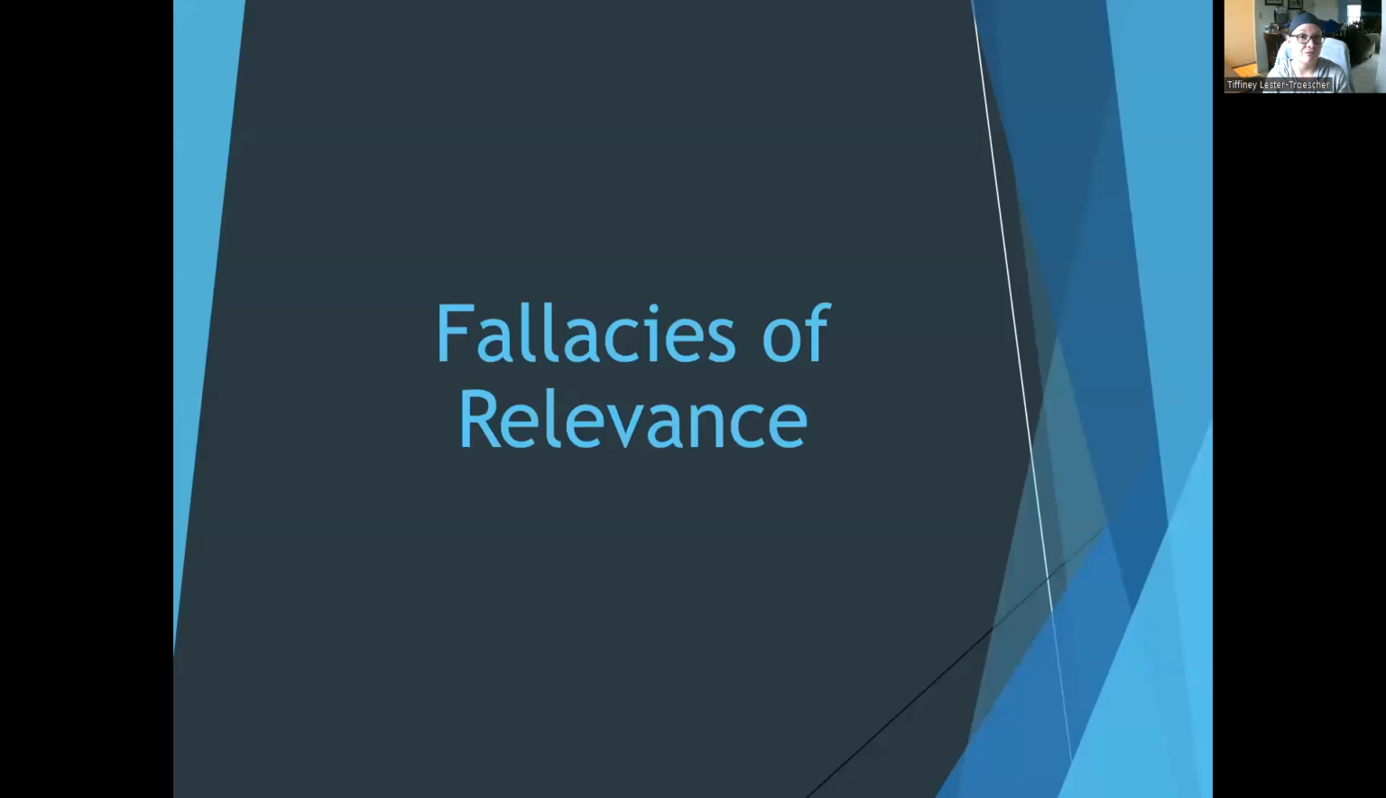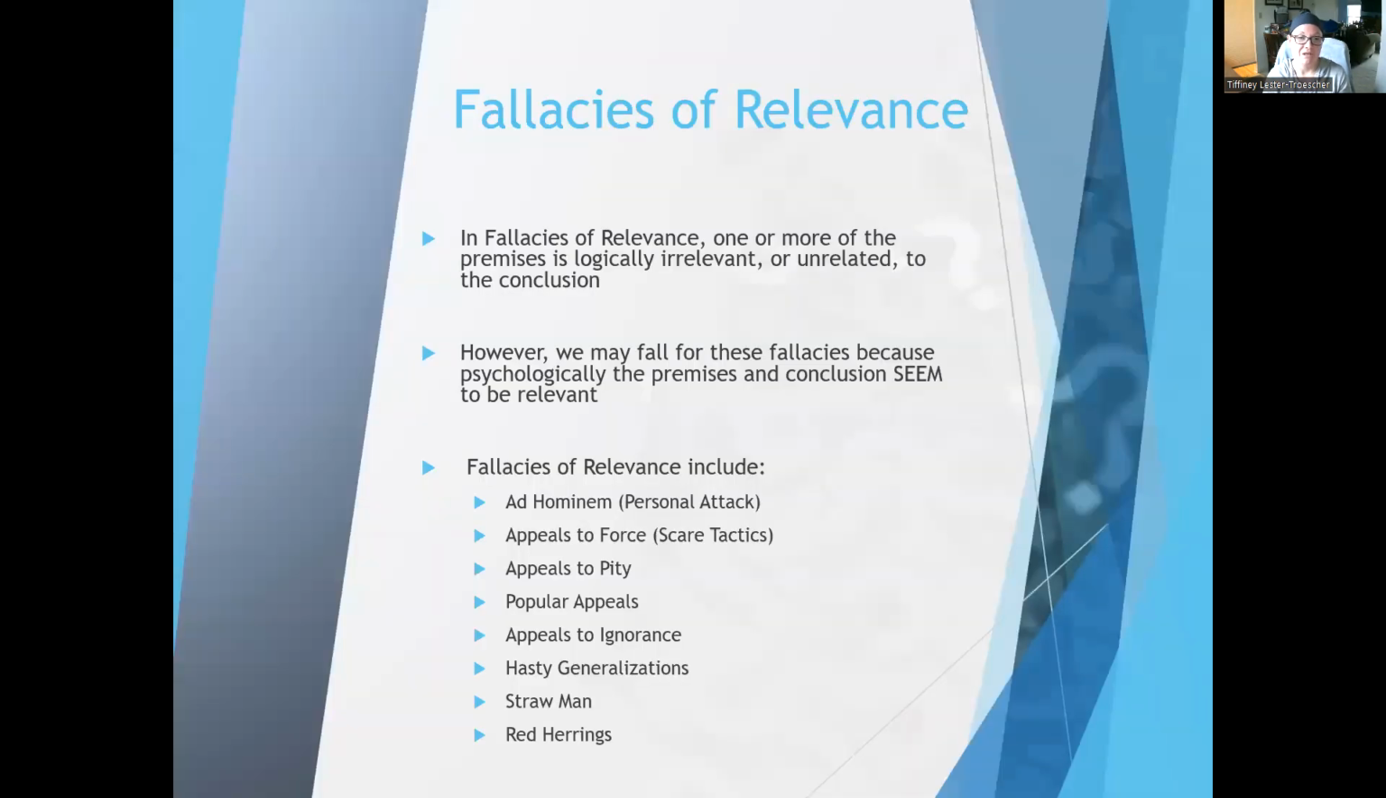Then we have fallacies of relevance. So just as you would think, it is when one or more of the premises is logically irrelevant or unrelated to the conclusion. You'd think these would be easy to spot, but we fall for them a lot. You'd like to think, well, if something is irrelevant, why would we put faith in that argument? And we do all the time, because psychologically, they seem to be relevant, but they're not.